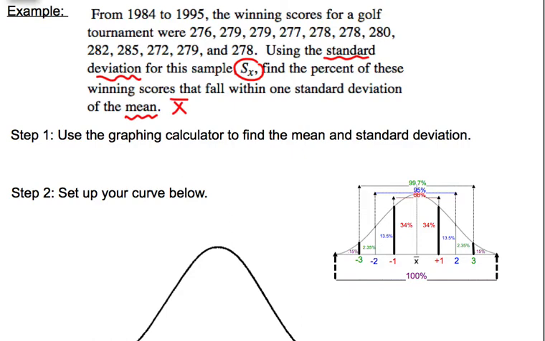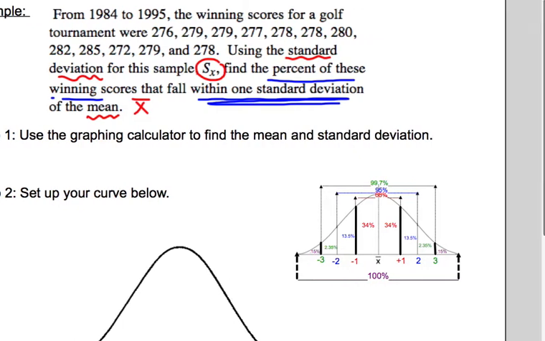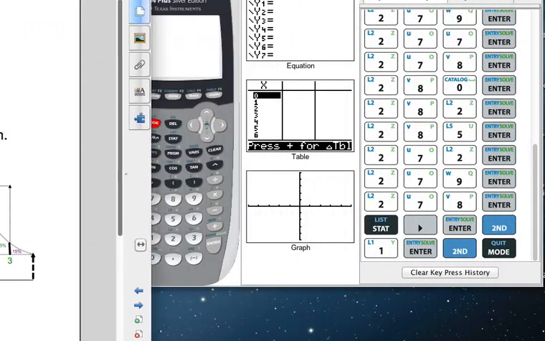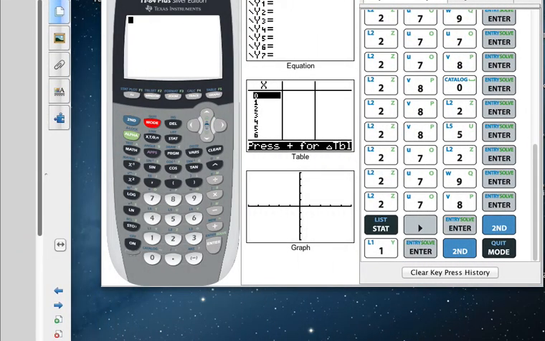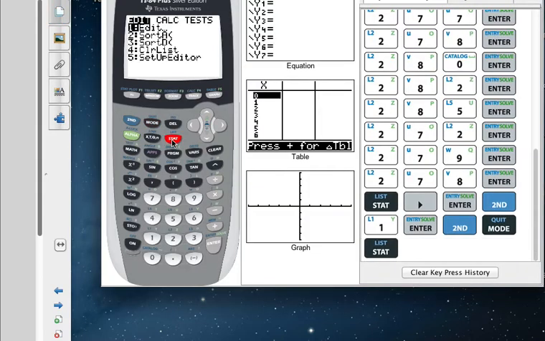And we want to figure out the question, what percent of these scores fall within one standard deviation? So I don't care about if we go up to 2 standard deviations, 3 standard deviations. So I'm going to go ahead and bring up my graphing calculator. I'm going to scroll this over for a minute, and I'm going to go ahead and start my graphing calculator.